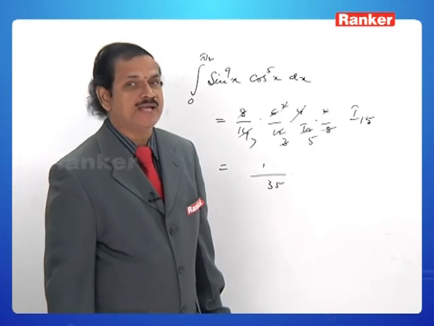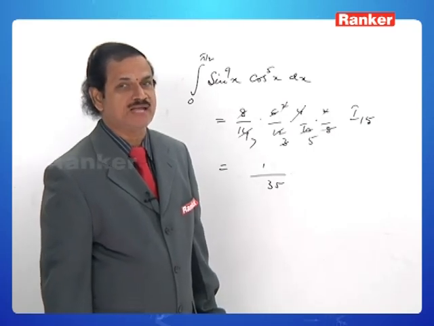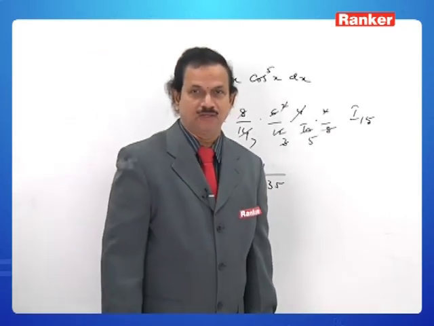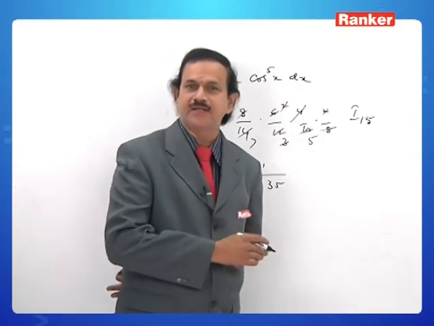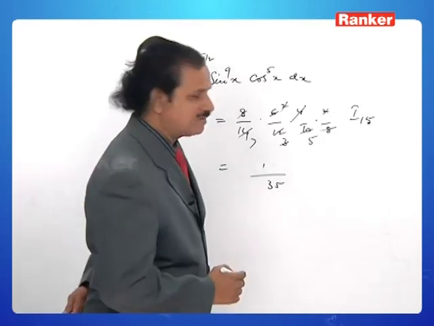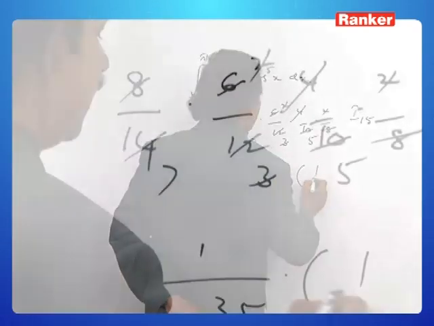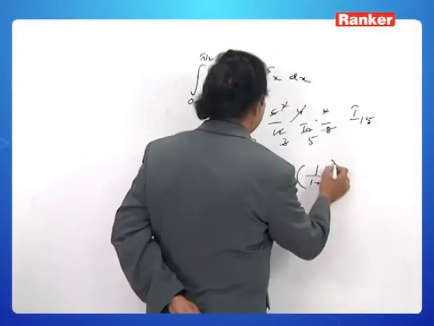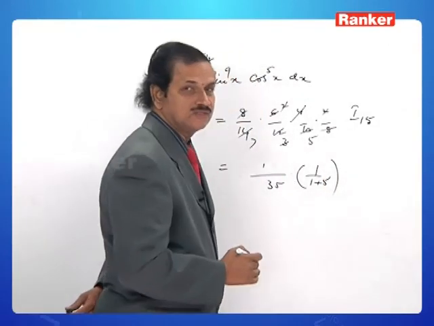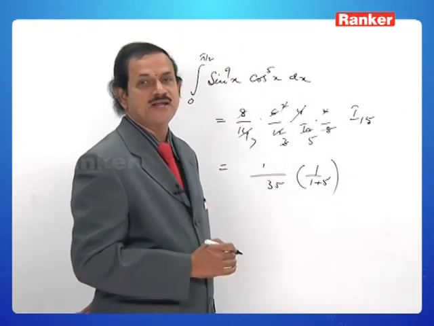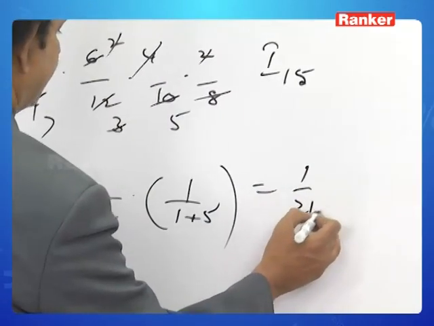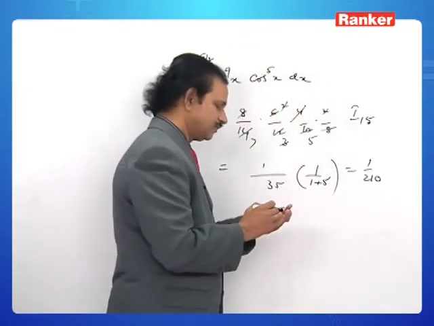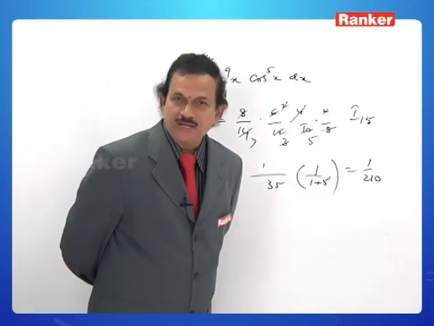I1n is 1 by n plus 1. You might have noticed we have discussed, we have proved it actually. We have calculated it, isn't it? It is 1 by n plus 1. Hence it is 1 by 1 plus 5. 1 plus 5 is 6. 6 3s are 18, so 180, 6 5s are 30, 210. Hence the answer is 1 by 210.